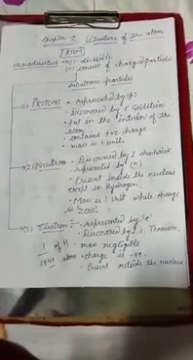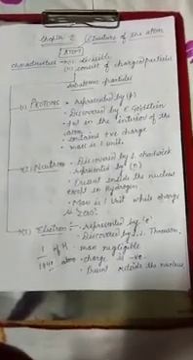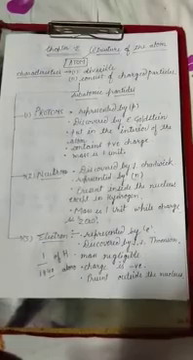The first particle is the proton, which is represented by the letter small p. It is discovered by E. Goldstein. Now the question: where is it present in the atom? It is present in the interior of the atom. Protons are called positively charged particles because they carry a positive 1 charge. When we talk about the mass of a proton, it is equal to 1 unit.